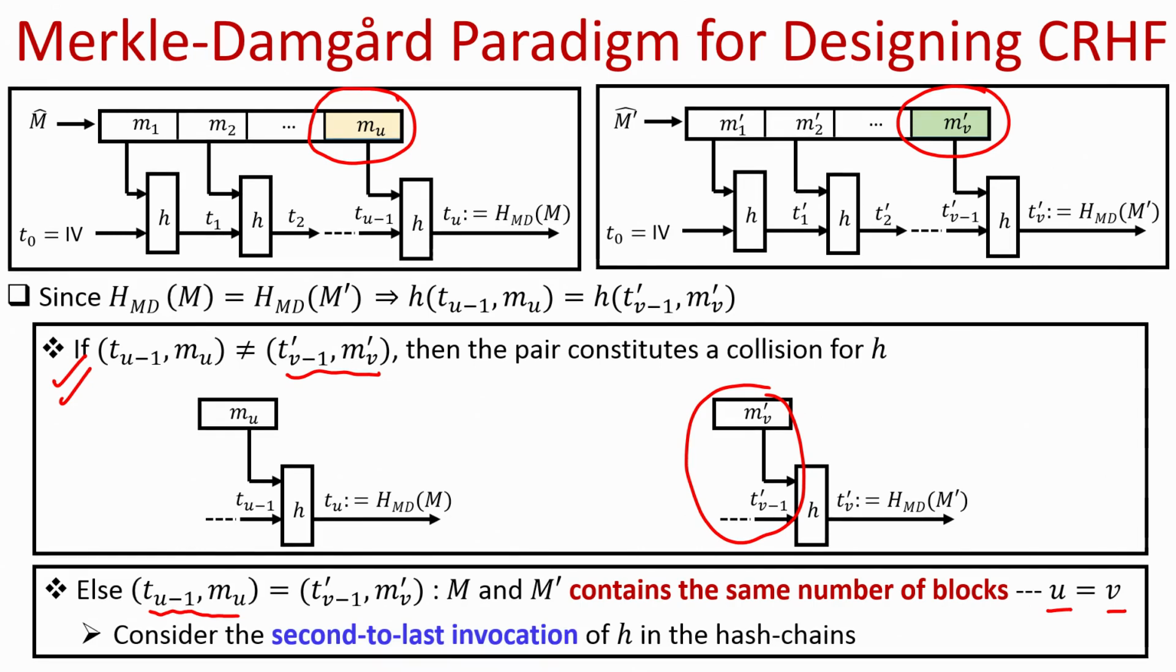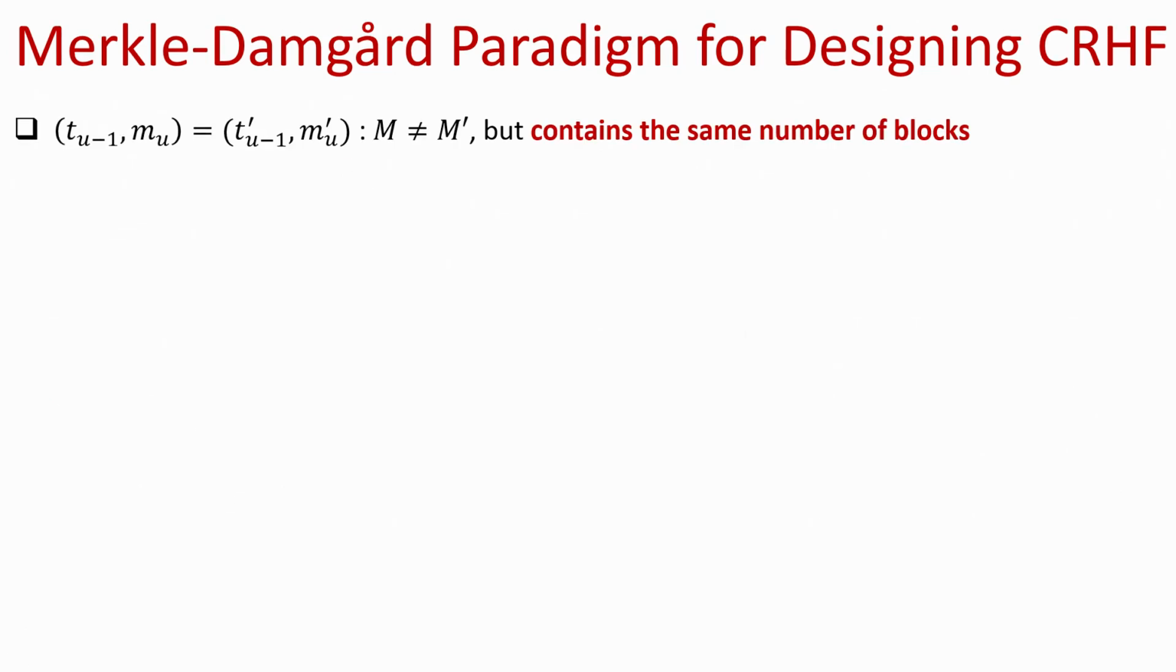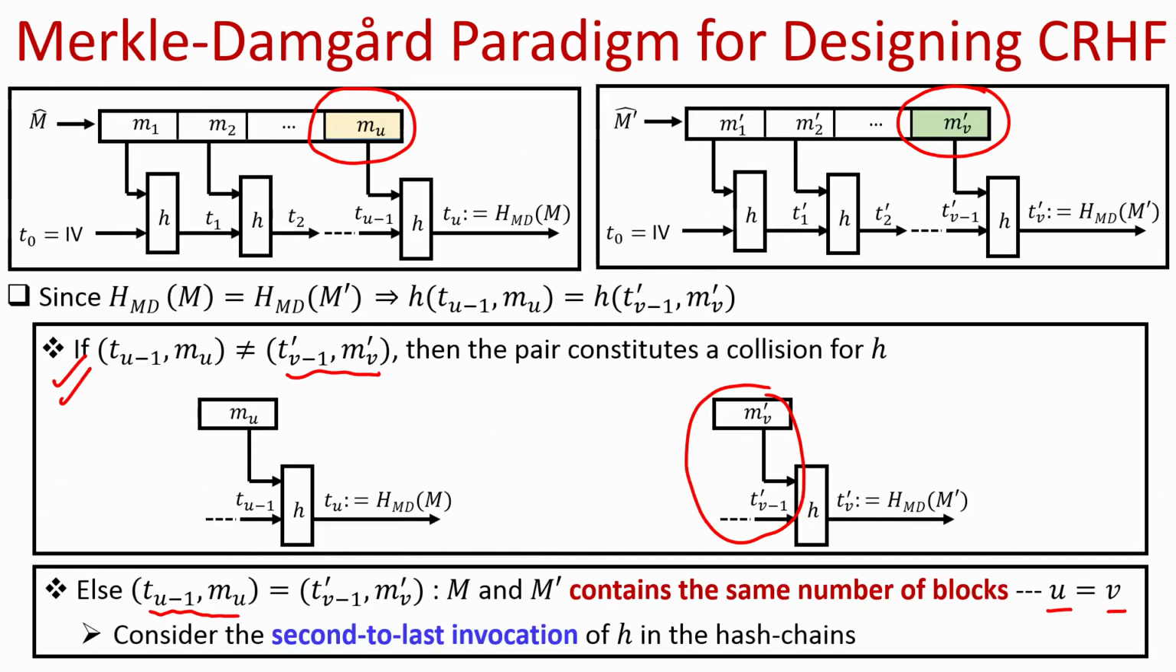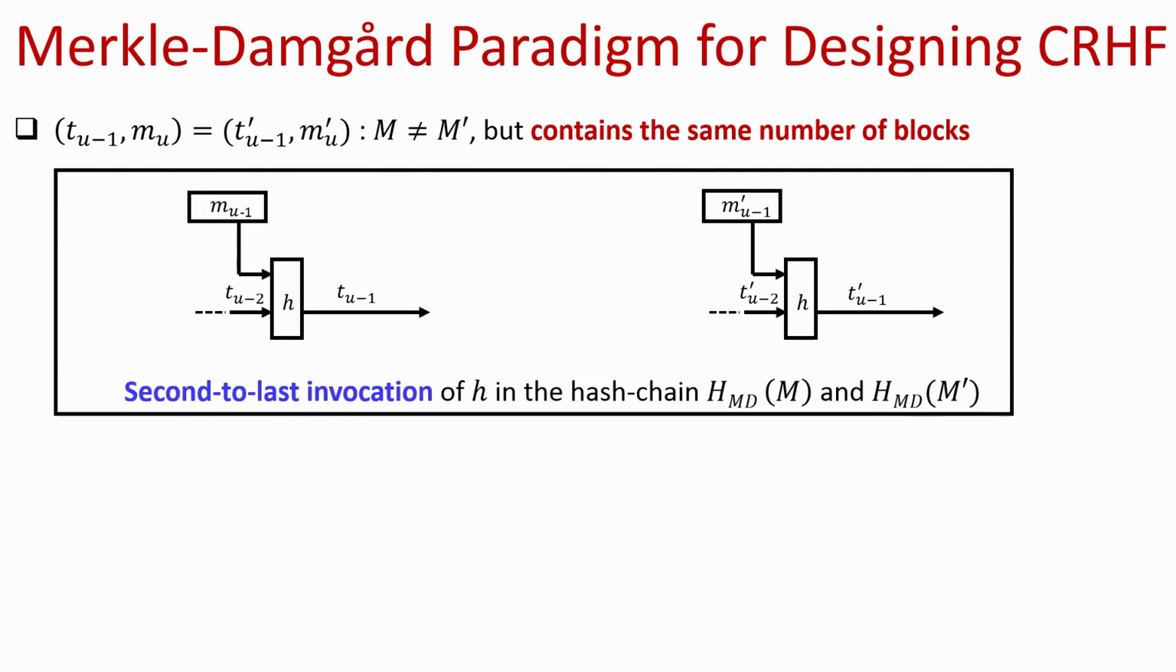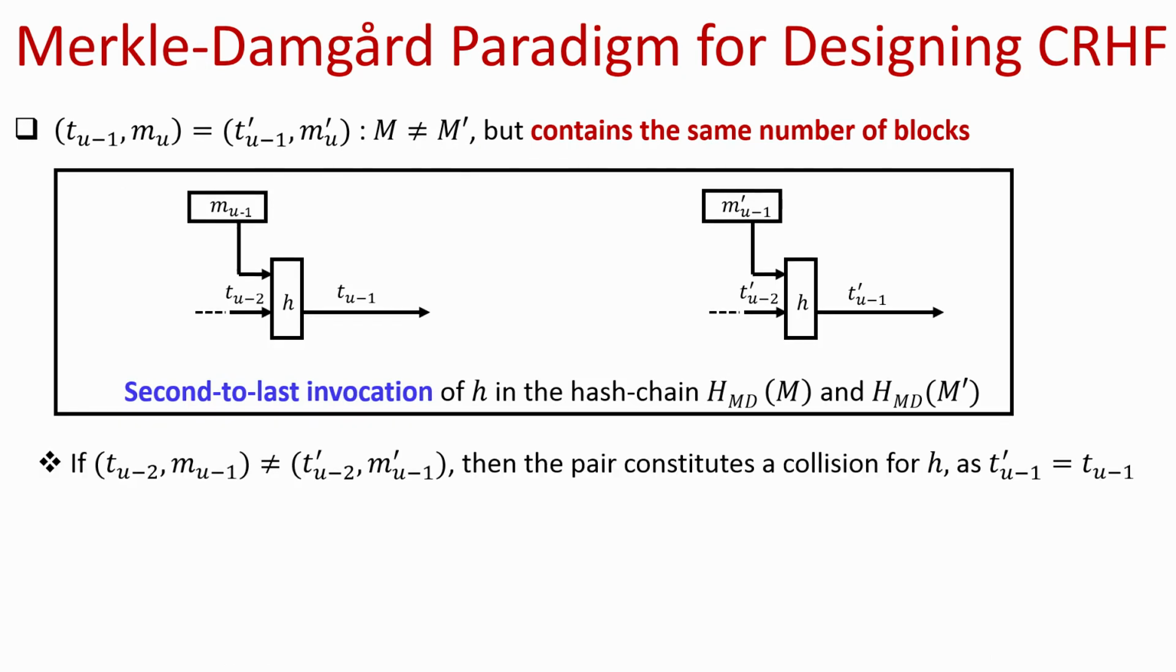So, if we are in the else case, that means the last invocation of the little h function in the hash chain of M and the hash chain of M dash does not constitute a collision. So what we have to do now is go one step back in the respective hash chains, and focus on the second to last invocation of the little h function. If we continue in the else case, we have distinct messages M and M dash, and now we are focusing on the second to last invocation of the h function in their respective hash chains. And now again we have two possible cases.